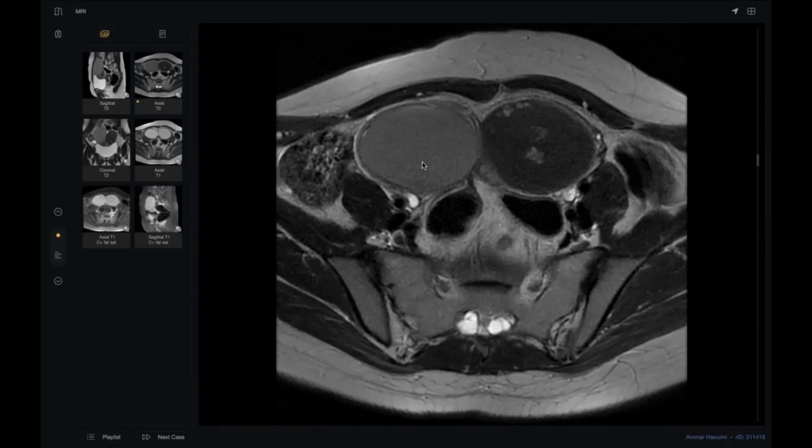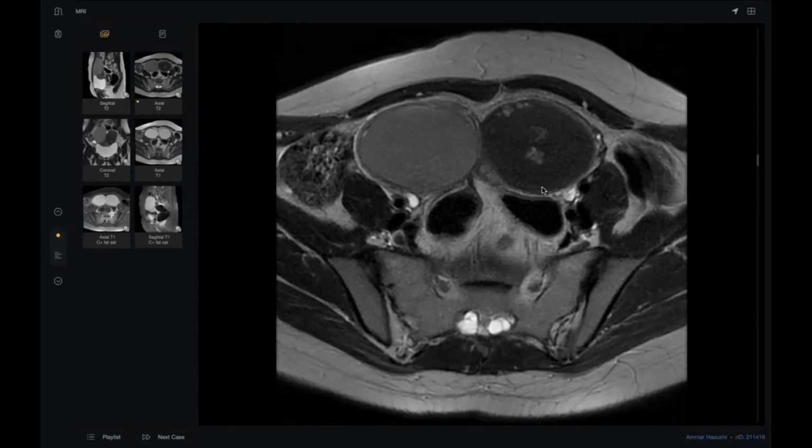There is another sign here. You informed me this is a T2 shading sign. Correct. What about this sign? What does this indicate? Some nodular areas are there within the cyst.